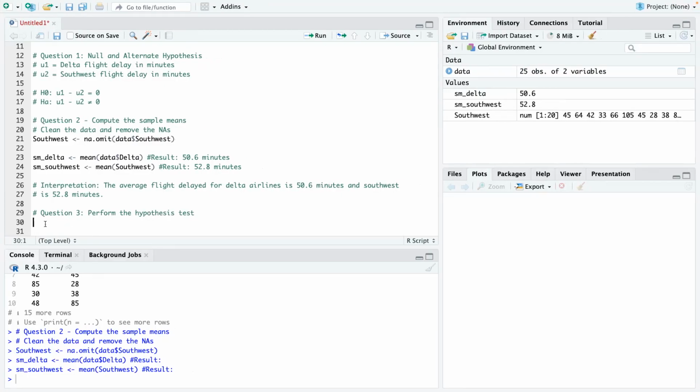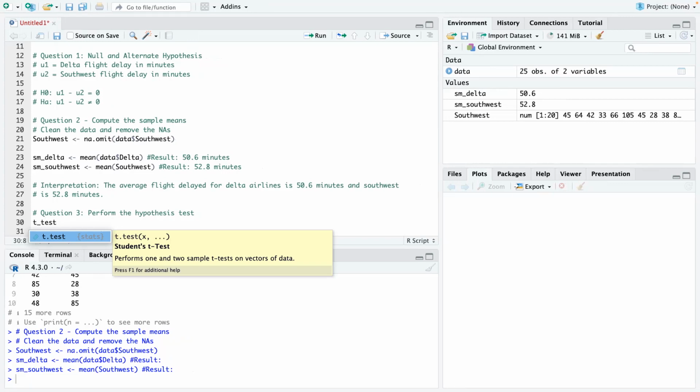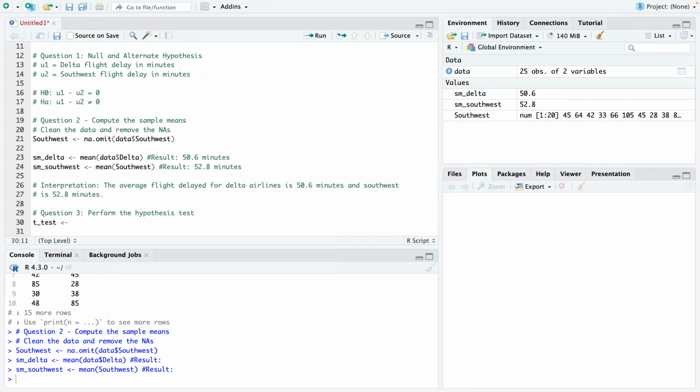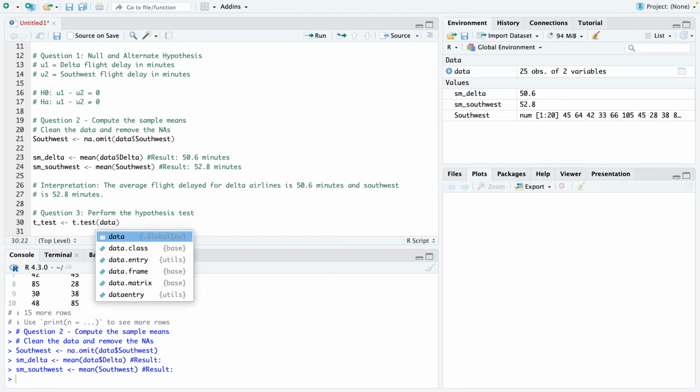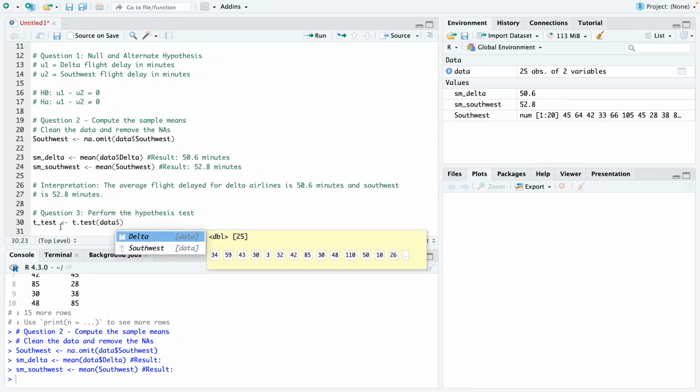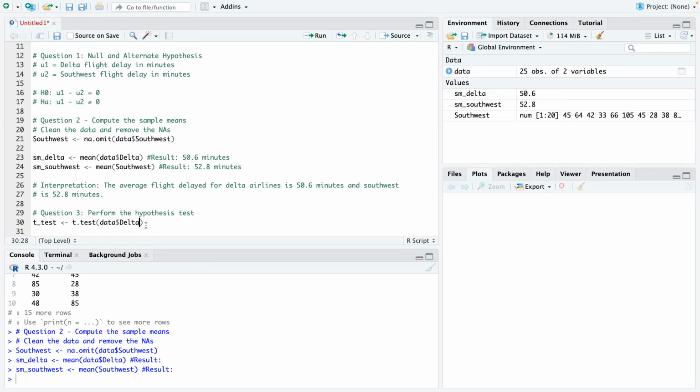So here I'm just going to say t underscore test, and the function would be t.test. That's the function that helps us to do that. And then we would call our first sample, which is delta, and then our second one, which is Southwest. So we're calling line number 21. Please remember that, because that's the one that is clean.